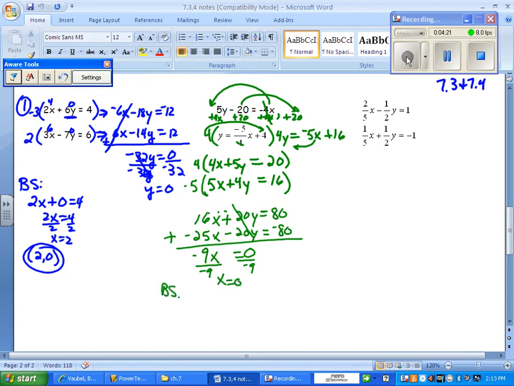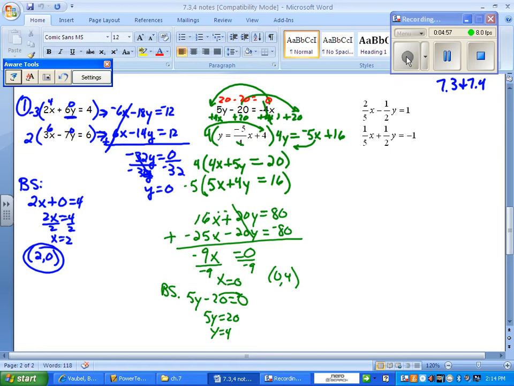Do back substituting. I'm going to plug it into the top equation. I have 5y minus 20 equals negative 4 times 0, which will be 0. So add your 20. So you're going to have 5y equals 20. Divide by 5 and y equals 4. So my ordered pair is 0, 4. Check it. Plug in a 0 for my x. So 0 is here. And plug in a 4 for my y. That's going to be a 20. Minus 20, sure enough, equals 0.